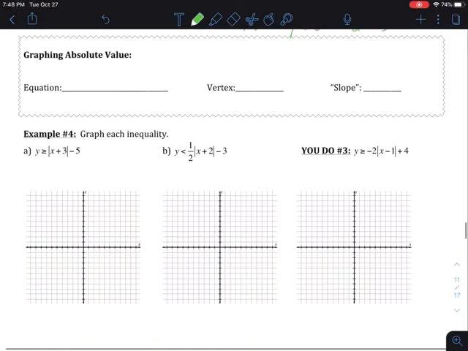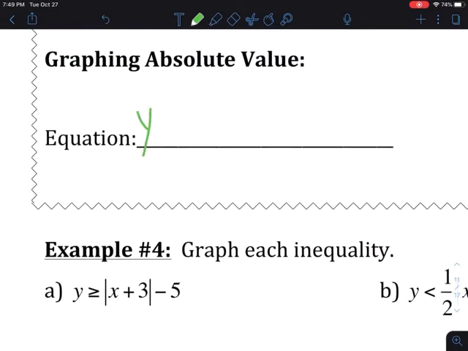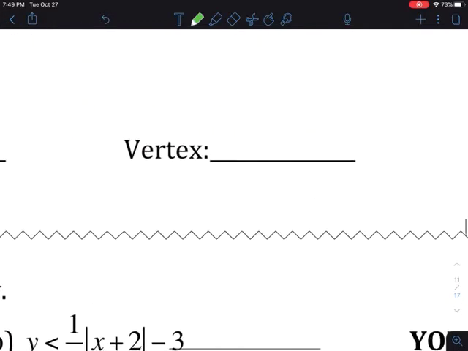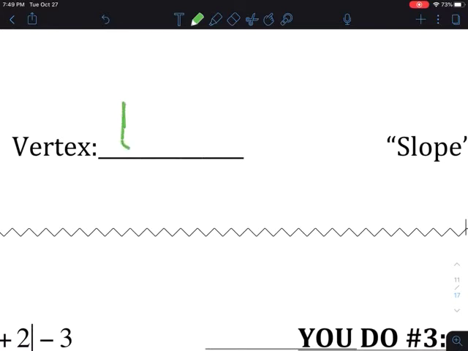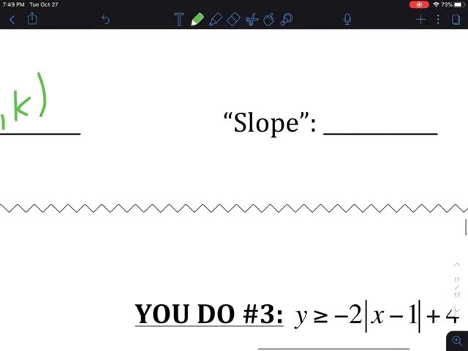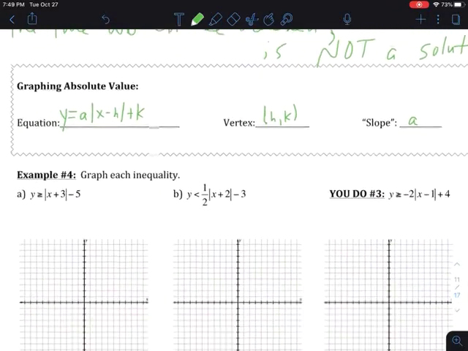Okay, so let's go into graphing absolute value inequalities. We touched upon the form, the equation, back in the warm-up. But this time, instead of an equation, we're going to have shading, and we have to pay attention to our above the line, dashed versus solid line rules. The vertex, as I said earlier, is (h, k). And then the slope, we refer to that as the a.